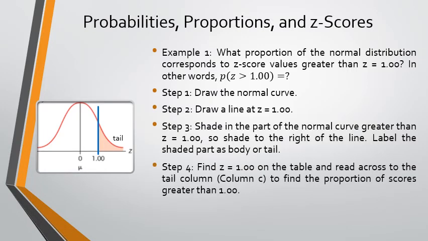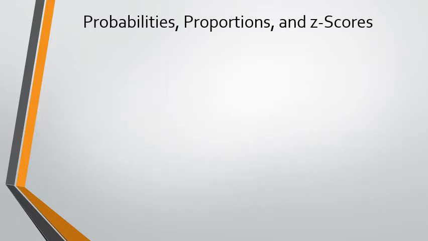This is a tail. So then we're going to look on our chart, go down and find z equals 1.00 and read across to the tail column, column C, to find the proportion of scores. And the answer that you would find would be 0.1587. So this means 15.87% of the scores are greater than a z-score of 1.